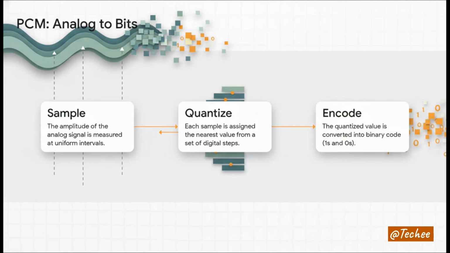Let's say you want to send your voice over a network. We have to convert it from a smooth analog sound wave into digital bits. There's a process for this called pulse code modulation, or PCM. It's kind of like taking thousands of tiny snapshots of the sound wave every single second. Then it assigns a numerical value to each one of those snapshots. And finally, it converts those numbers into the ones and zeros that a computer can understand. It's a bit like creating a digital flipbook of the sound.